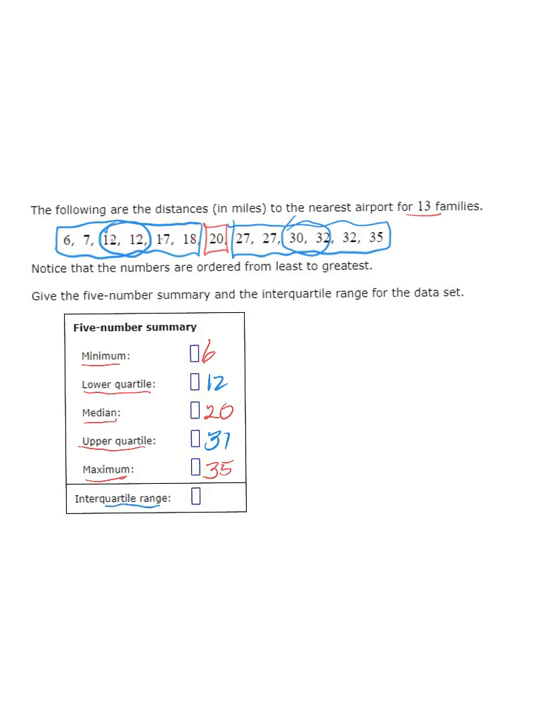Now this thing called the interquartile range is the distance between your lower quartile and upper quartile. Okay, so how far is it between 12 and 31? So that's a distance of 19. So my interquartile range is just 19. So this is your upper quartile minus the lower quartile. All right, moving on.